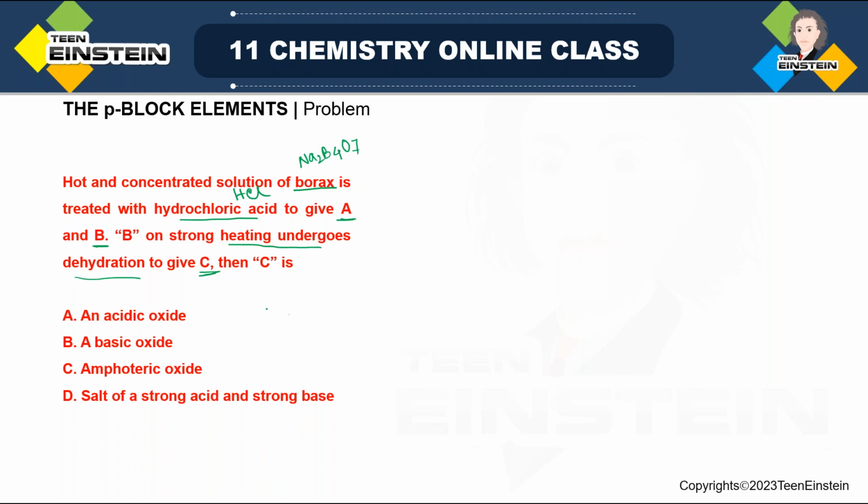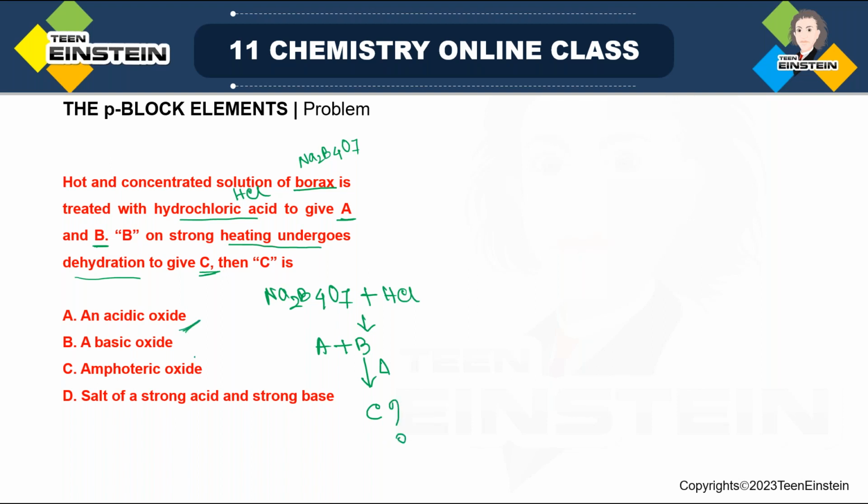So if we write this equation, Na2B4O7, you are treating it with HCl, there will also be water, but we will just write it simply. There is A, there is B. Now when you are heating B strongly, there is formation of C. Now you have to identify what this C is. Now look at the options.